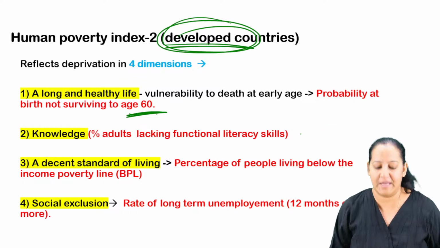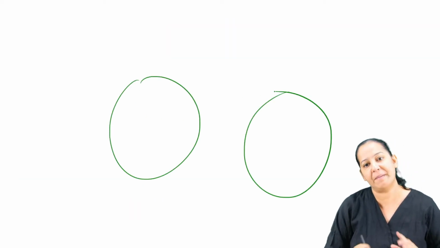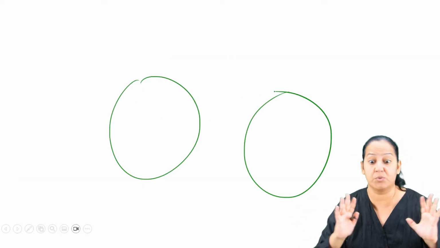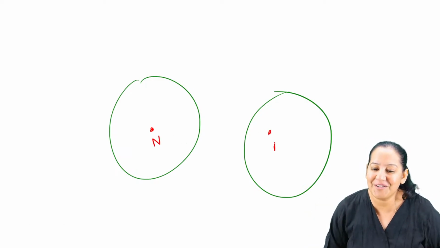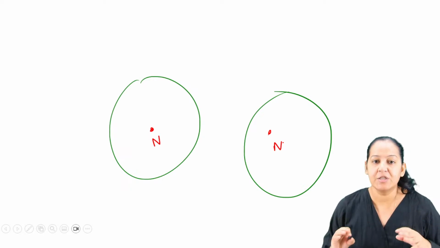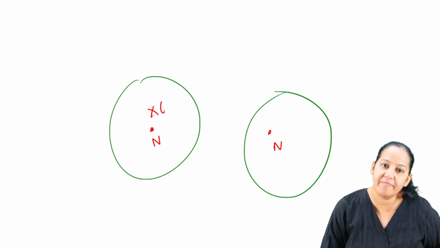So what is the chance today? This is a country, and this is a country. Both of them are developed countries, well developed. One is the US, one is the UK. Today a newborn is born here, and today a newborn is born here. Both are developed countries. So what is the chance that this newborn will not survive by the age of 60?